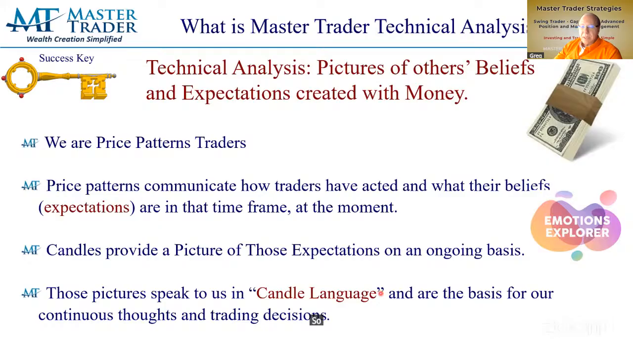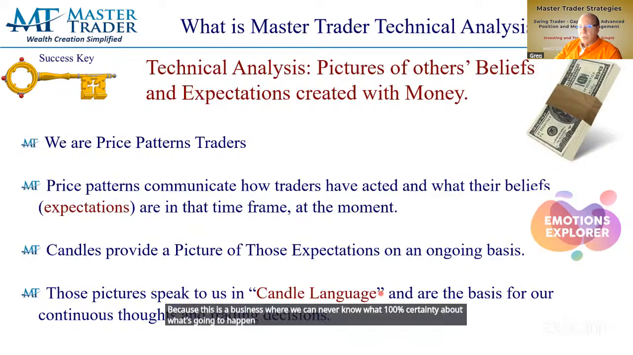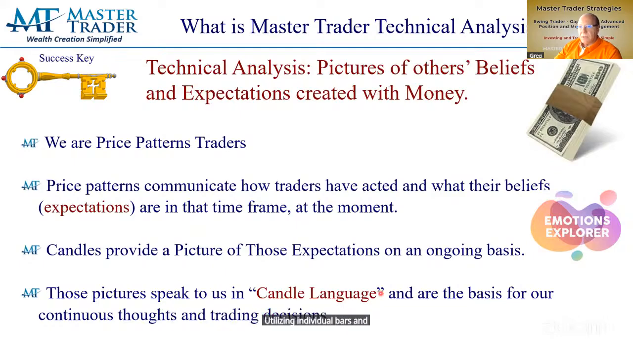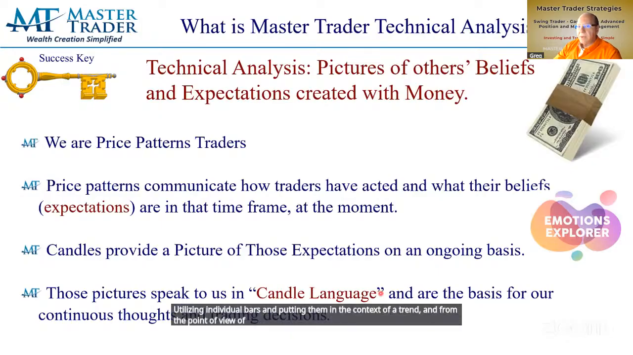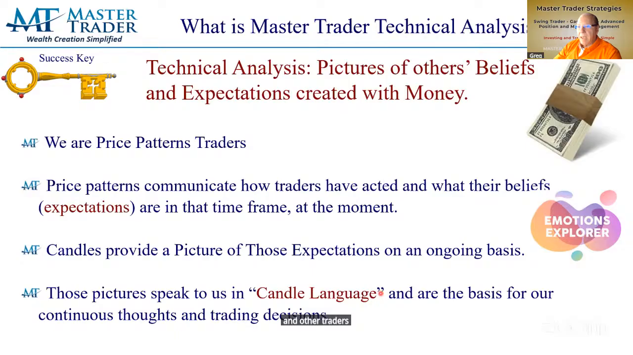Because this is a business where we can never know with 100% certainty what's going to happen, we utilize individual bars and put them in the context of a trend, from the point of view of what they communicate to me about what institutions and other traders are doing. Are they aggressively buying dips? Because if it was a wide range bar on the downside, there was this sell off, and then all of a sudden, demand came in and pushed it back up.